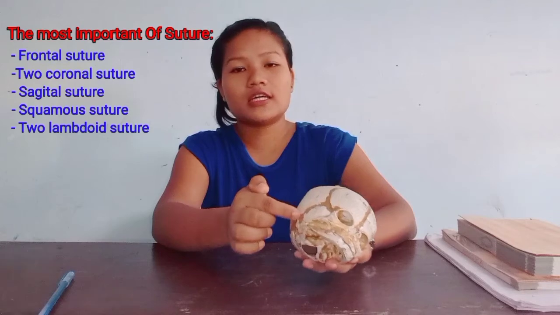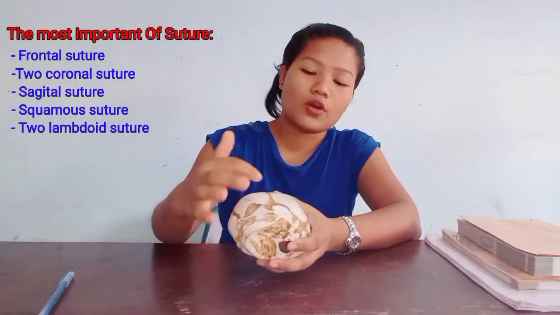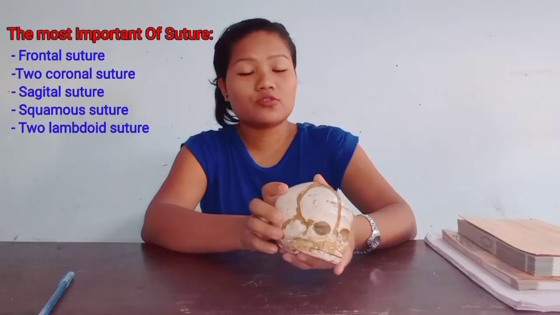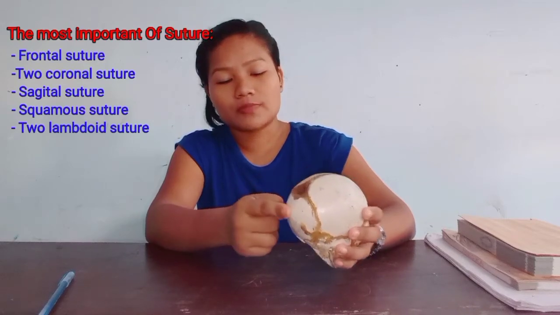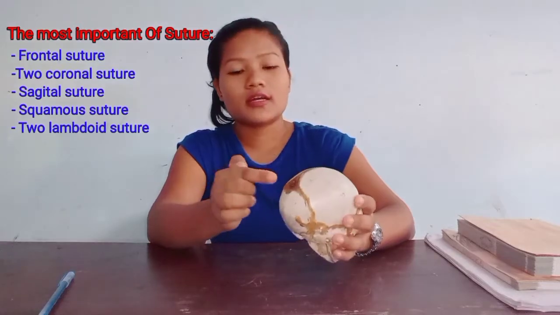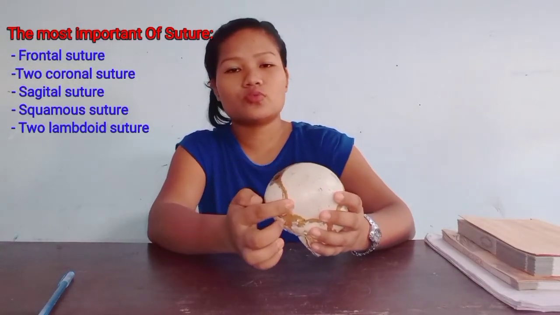So you may see here there is 1 suture, and another one there is 1 suture. So lambda suture. Which one is the lambda suture? Which lies between the occipital bone and the 2 parietal bones. There are 2 sutures you see here, 1 and 2.